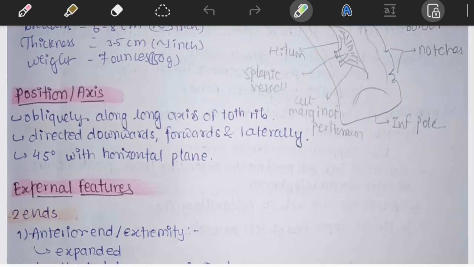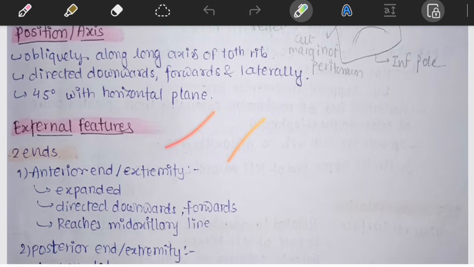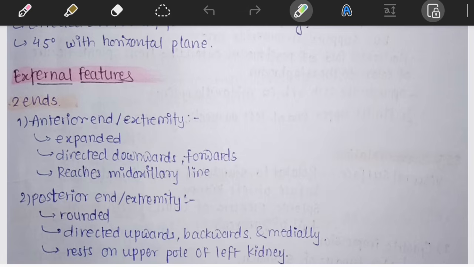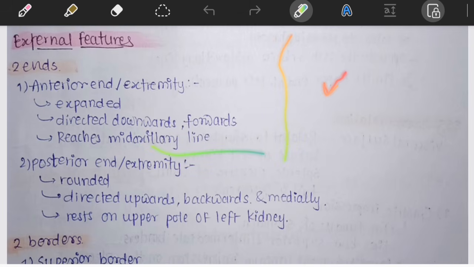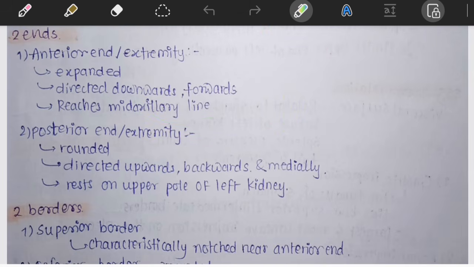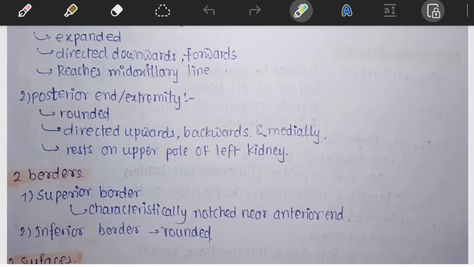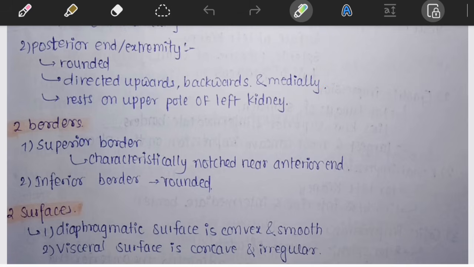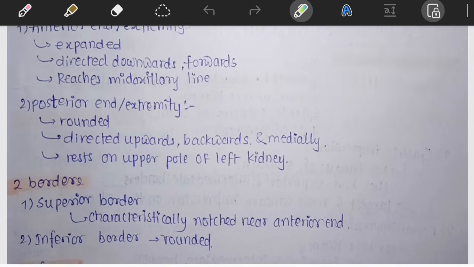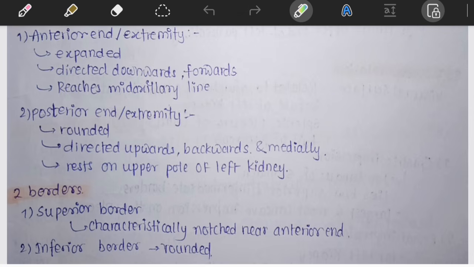Now let's physically examine the spleen. The easiest way is to divide the external anatomy into two ends, two borders and two surfaces. And there is one important feature called the hilum. First we will discuss the two ends. The anterior end is expanded, directed forwards, and reaches toward the mid-axillary line. The posterior end is more rounded and directed upwards, backwards and medially. Opposite. So remember the direction. Anterior is downward and forward. Posterior is up, backward and medial.